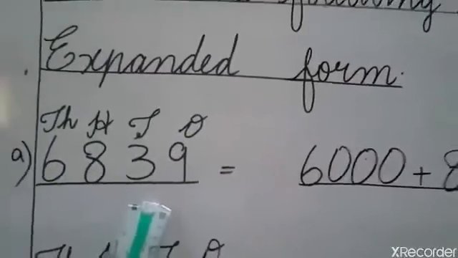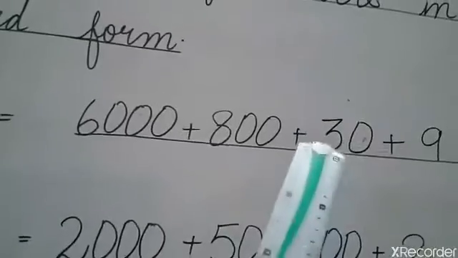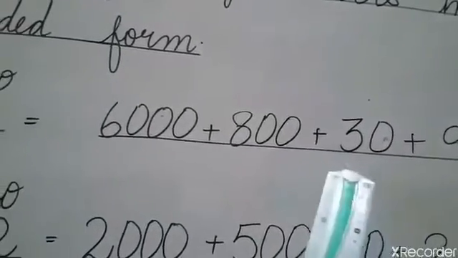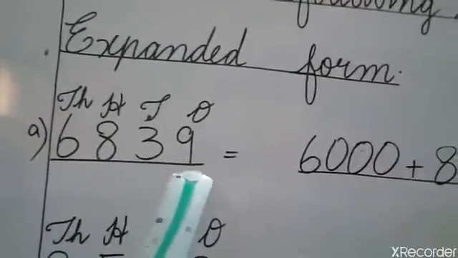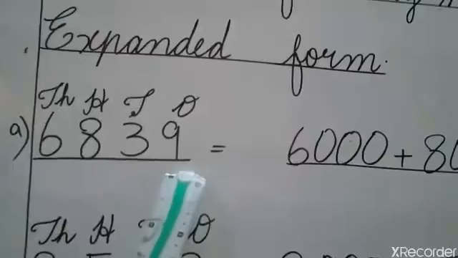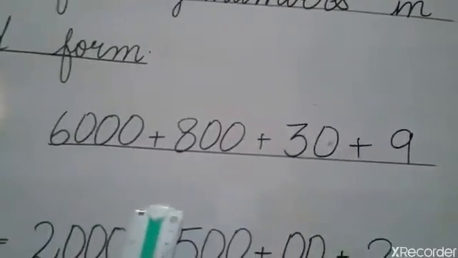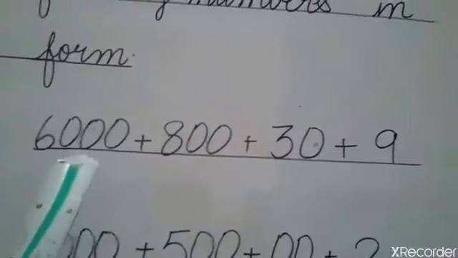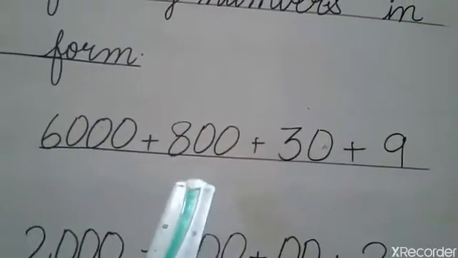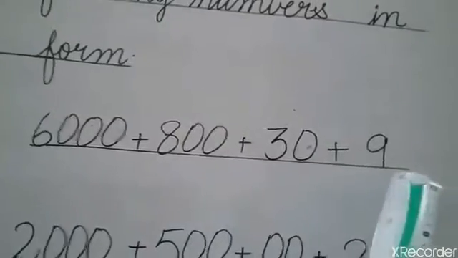Next digit is 3 and the place value of 3 is tens. We write 3 and in tens we have 0, that's why we write 30. And the place value of 9 is ones. In ones we have a single digit, that's why we write here 9. So what is the expanded form of 6839? The expanded form of 6839 is equal to 6000 plus 800 plus 30 plus 9.